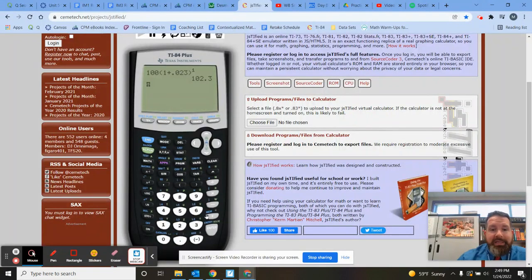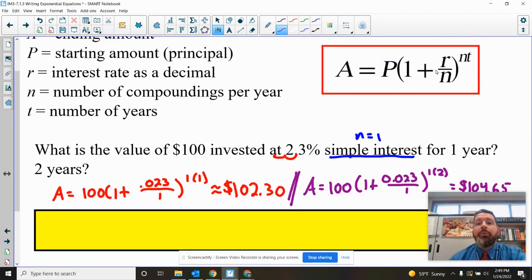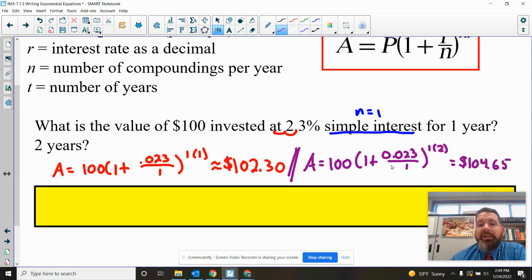Actually, it's the same calculation. I just need to change the 1 to a 2 up here. So $104.65 is where we'll round that. So with this formula, it really is all just about knowing which numbers to put where and making sure that your answer seems somewhat reasonable. So after the course of 2 years, just by doing nothing, you've earned almost an extra $5. That's how interest works. Have you ever heard that expression, it takes money to make money? That's what they're talking about.